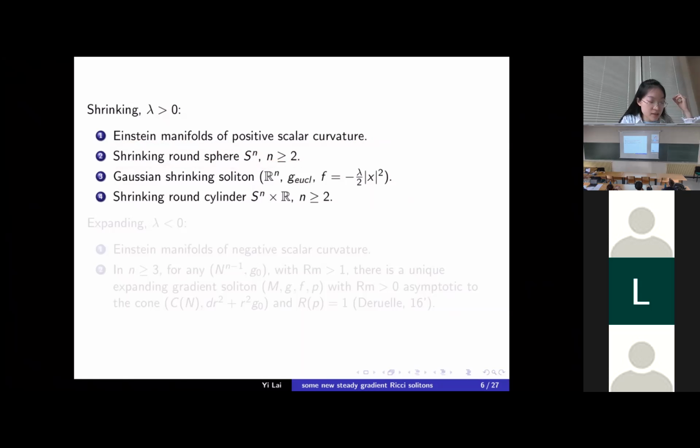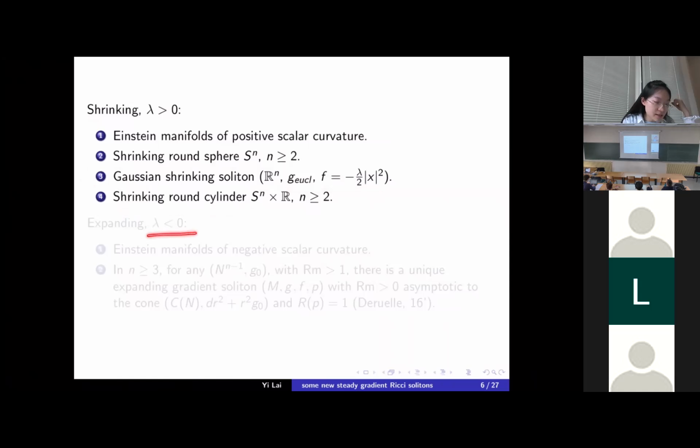Another interesting example is the Gaussian shrinking soliton. So this soliton is the Euclidean metric on Rn, which has flat curvature, but the potential function is a quadratic function. So you can check that this soliton, even though it is flat, is also a shrinking soliton and satisfies the shrinking soliton equation for some lambda greater than 0. And then if you take the product of the second and the third example, then you get some shrinking cylinder. So it is also a shrinking soliton.